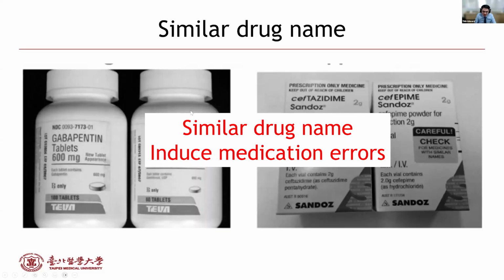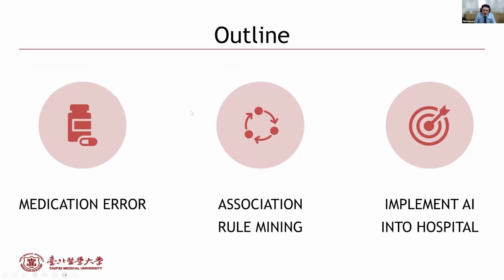Today, for medication error, the outline will include 3 parts. First, I will introduce what is medication error. Second, I will introduce our model, where we use association rule mining. Finally, I will introduce how to implement the AI into hospital.